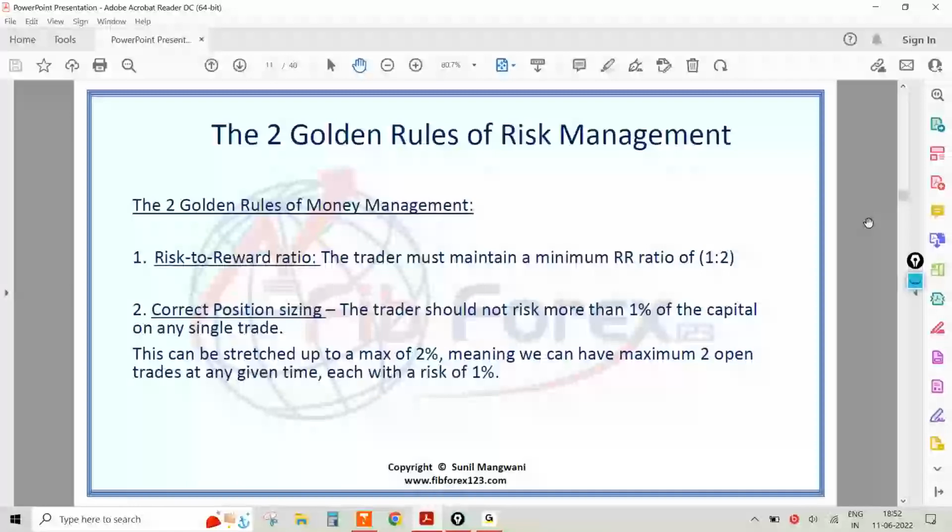So the two golden rules, the first and most important one, I call the risk to reward ratio. You must maintain a minimum risk to reward ratio of 1:2. That means, simply put, if I'm taking a trade and the stop loss that I have kept, which I will obviously be keeping, is, let's say, $50, my expected profit from the trade, I'm saying expected, it may not happen, must be at least $100. If I do not have two times the risk of what I'm risking of my capital, I will not take the trade.